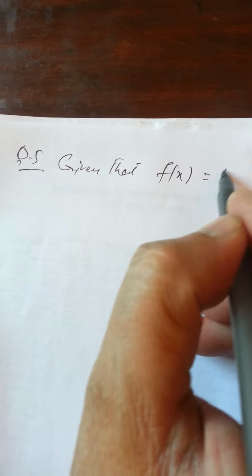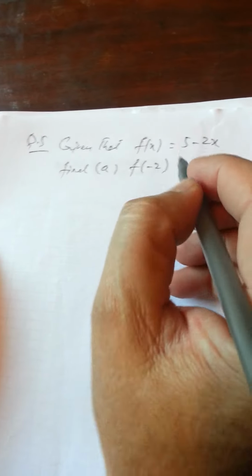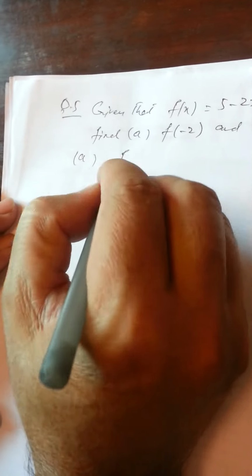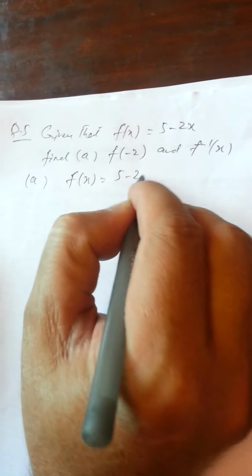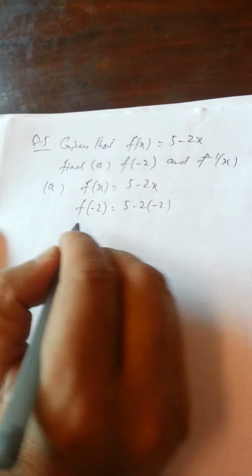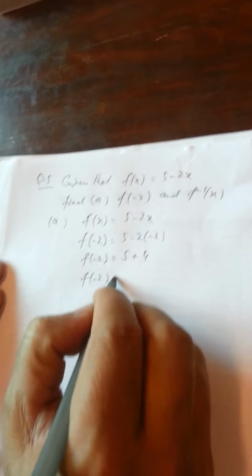Question number 5. Given that f of x is equal to 5 minus 2x, find in part A f of minus 2 and f inverse of x. For part A, take the given function which is 5 minus 2x. Now replace x with minus 2 like this. F of minus 2 is equal to 5 plus 4. F of minus 2 is equal to 9.